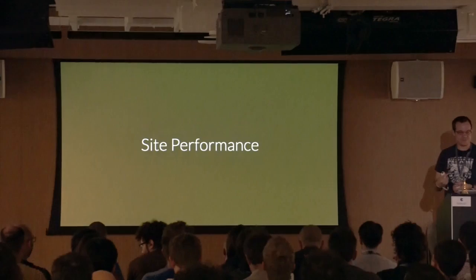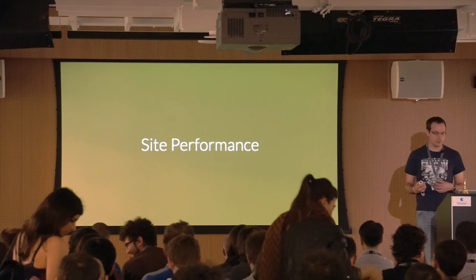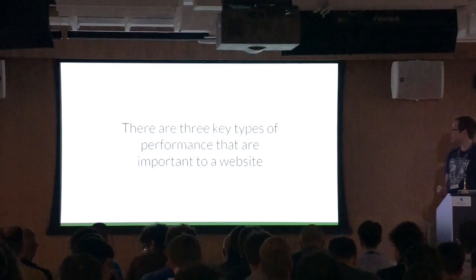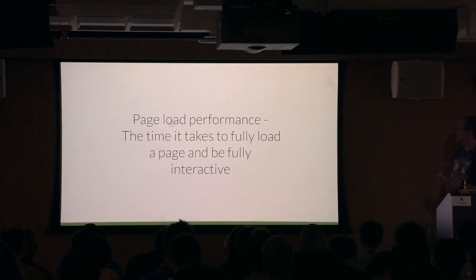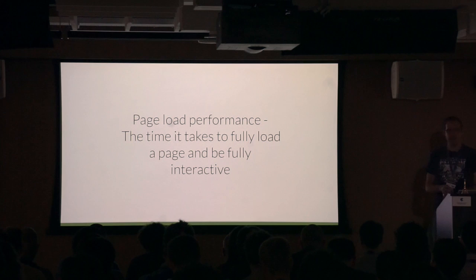Cool. So, having looked at the content of our site, we're now focused on the performance, because we want to show that content that we've optimized so well to our users as fast as possible. So there are three key types of performance that we want for our website. The first one is rendering. So this is the time it takes for the browser to start rendering the page. Then we have page load performance. So this is the time it takes to fully load a page that people will interact with. This is a matter of downloading all your assets.